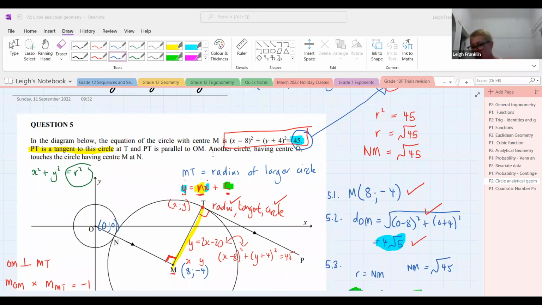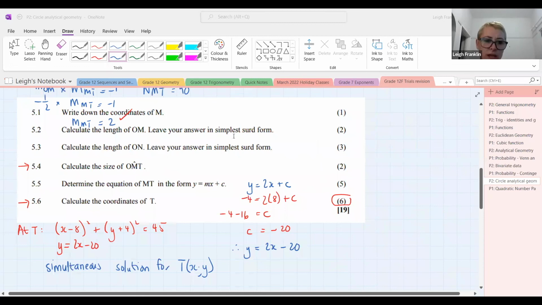Okay, so every time you finish a question, go back and read the information again and say, what information have I got that can help me? What's already part of my story? That's part of our story. It was given to us in the beginning, and we've worked out the equation of the radius.